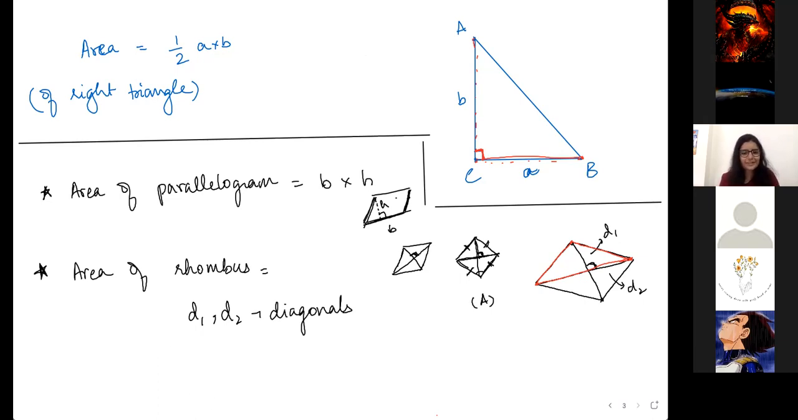Wow, Suhani is the first one to calculate it. That is absolutely right. Good stuff, Suhani.